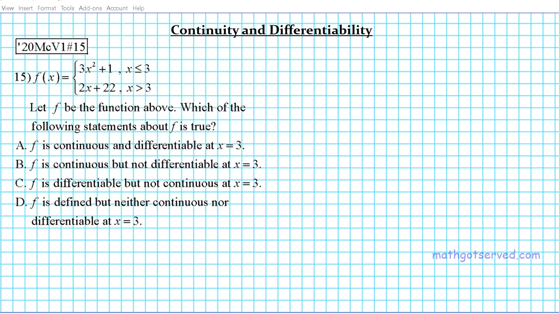Alrighty, let's take a look at question number 15. In this one, we are going to be assessed on continuity and differentiability, establishing if a function is continuous or differentiable at a specified x value. So it reads, let f be the function above. Which of the following statements is true about f? So we're looking at, is it continuous at 3 or differentiable, or neither of them applies, and is it defined?